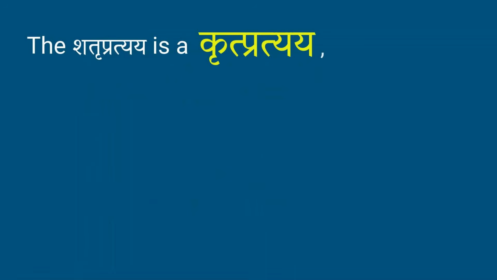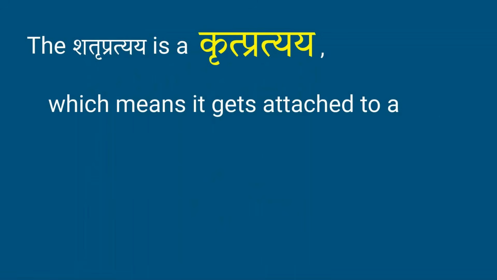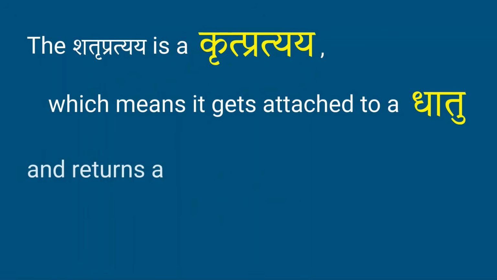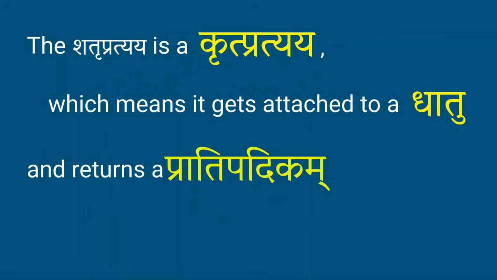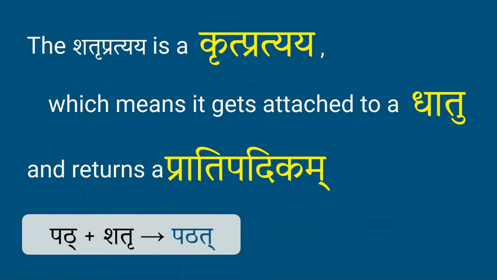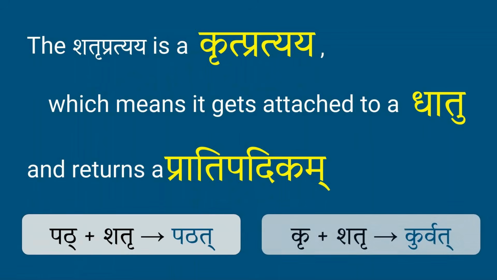The Shatru Pratyaya is one of the 140 Krut Pratyayas, which means that it gets attached to a dhatu and the result is always a Pratipadikam. For example, when the Shatru Pratyaya is attached to the verb patha, we get the Pratipadikam pathat, and similarly, when the Shatru Pratyaya is attached to the verb kru, we get the Pratipadikam kurvat. Let's learn more about this Pratyaya.